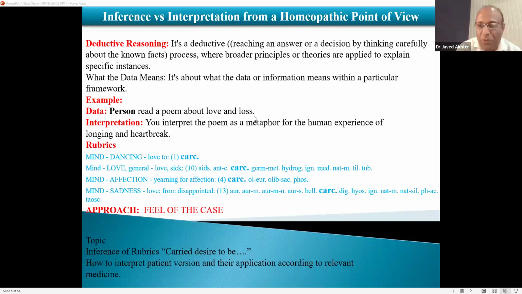When I collected four rubrics, the remedy that comes is Carcinosum. You can see Carcinosum is common in all four. This is the approach of the feel of the case, we can say.